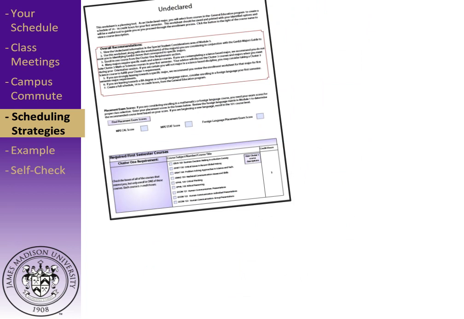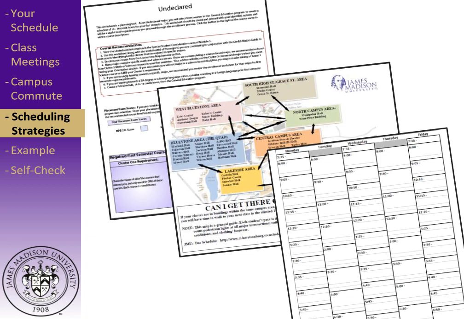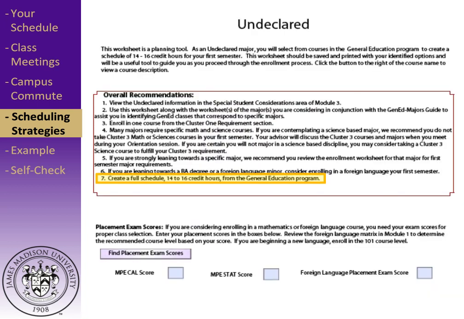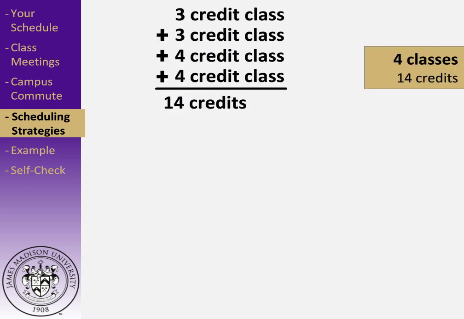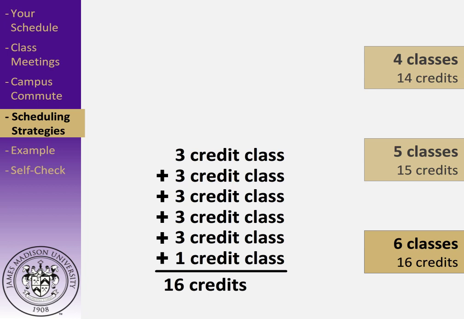Print and utilize your enrollment worksheet, Can I Get There on Time diagram, and the Daily Schedule Planner as you are enrolling in classes. Your enrollment worksheet will indicate the number of credit hours that you should enroll in during your first semester at JMU, which is typically between 14 and 16 credit hours. Depending on the number of credit hours that each class is worth, you may be enrolling in 4 to 6 classes. You may only enroll in a maximum of 17 credit hours.